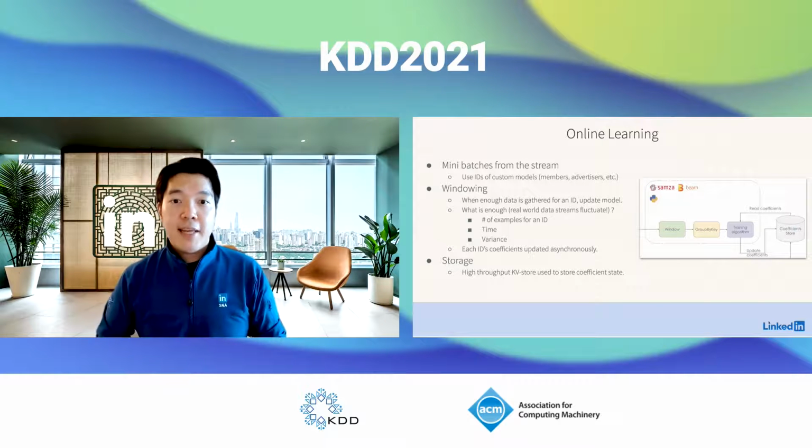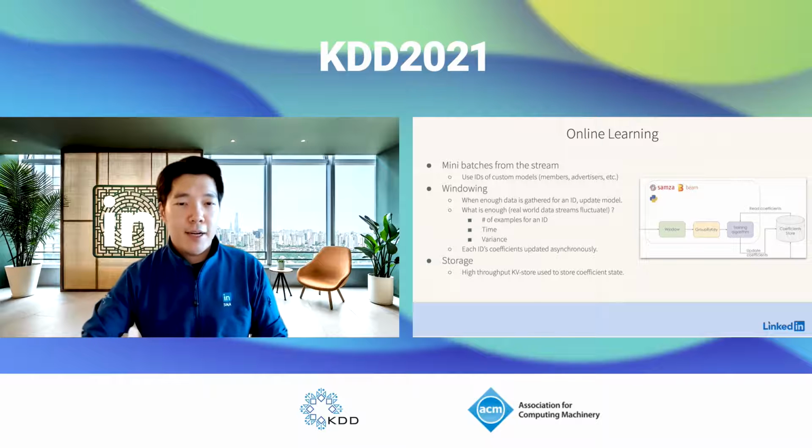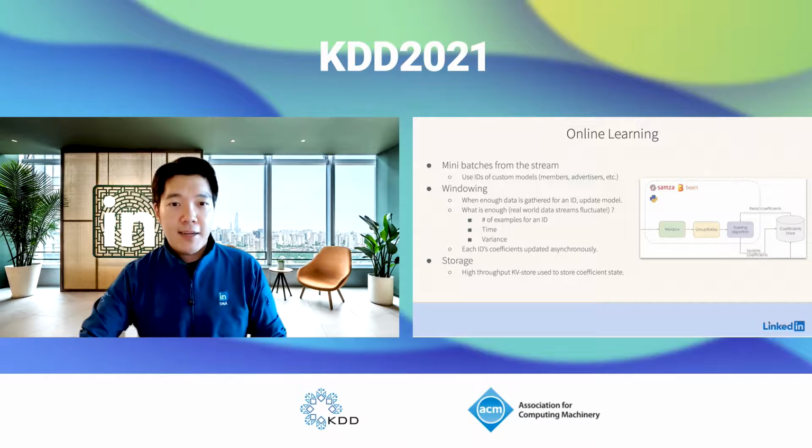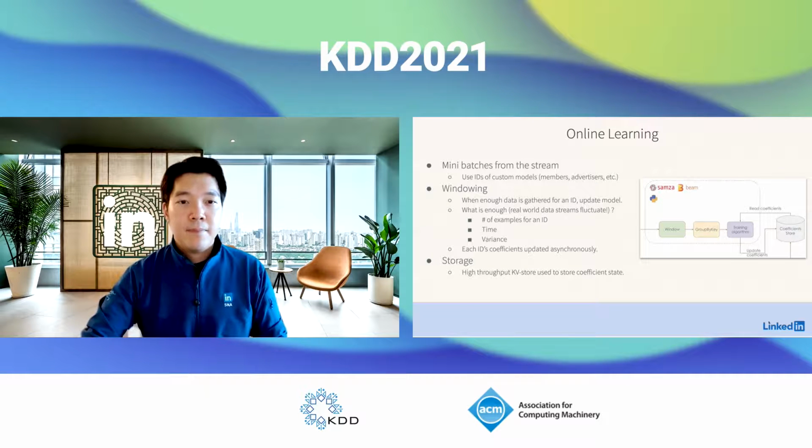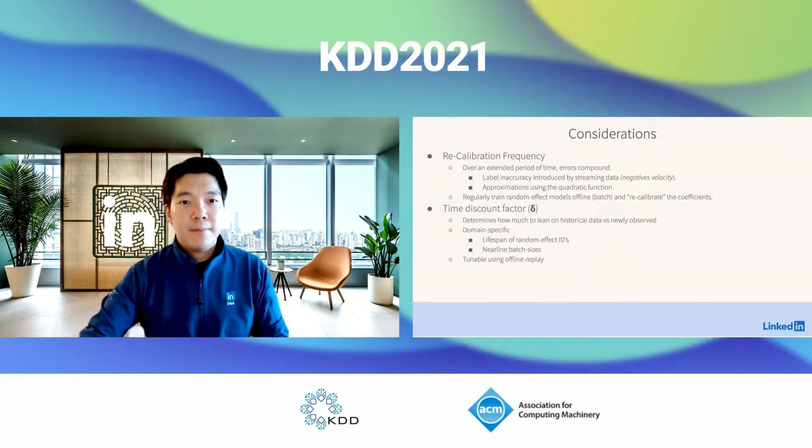It is important to mention that each random effect model is independent of one another, so each ID can be updated asynchronously. Finally, our online services use the key value store to make predictions on incoming traffic.